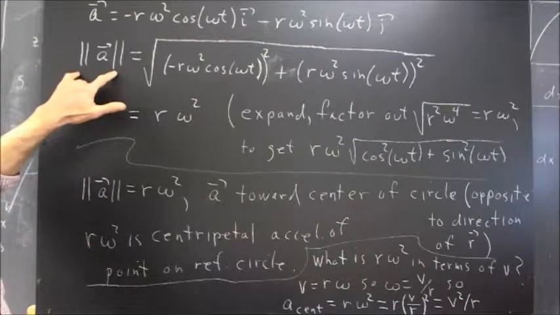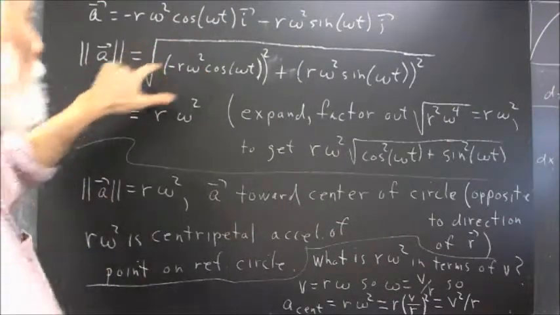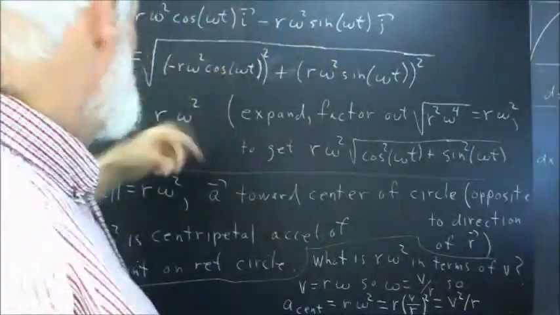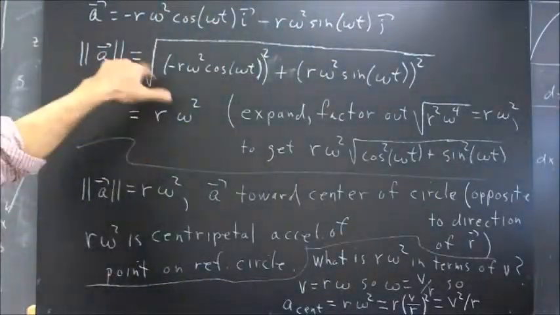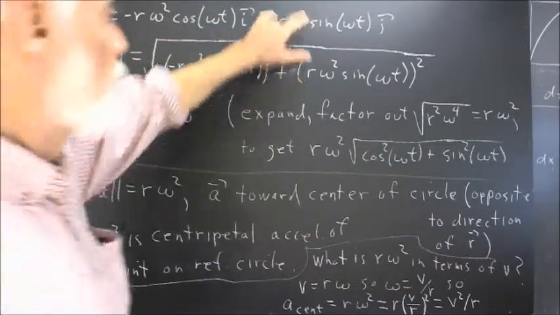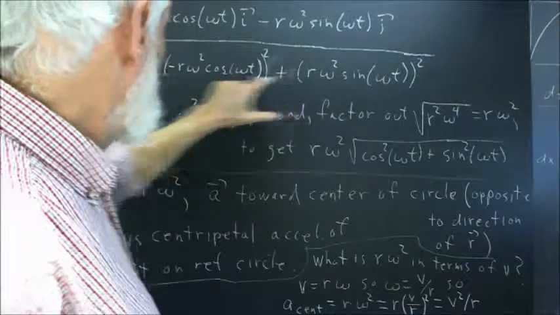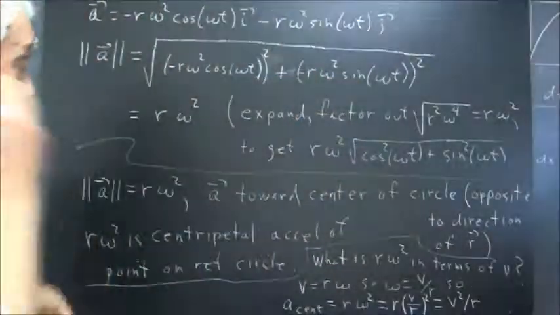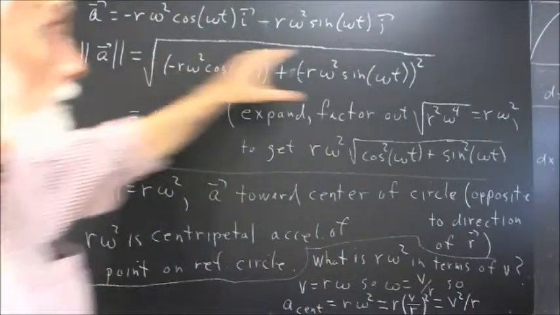Magnitude of the acceleration vector is the square root of the sum of the squares of its components, Pythagorean theorem. So we write the x component squared plus the y component squared, we might as well have the negative sign in there. It's going to square out. And what does that simplify to?